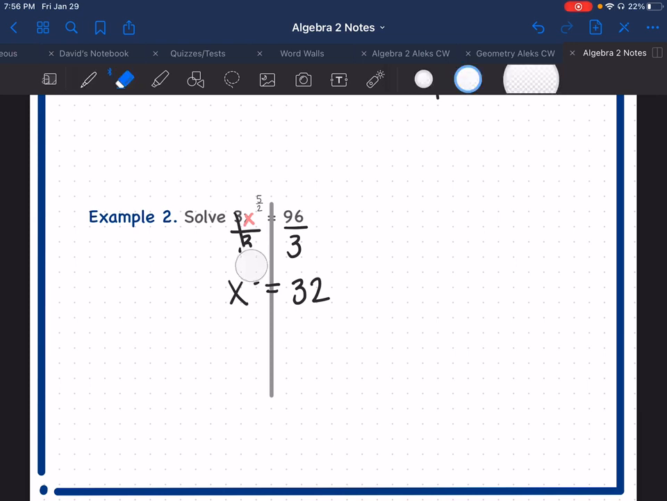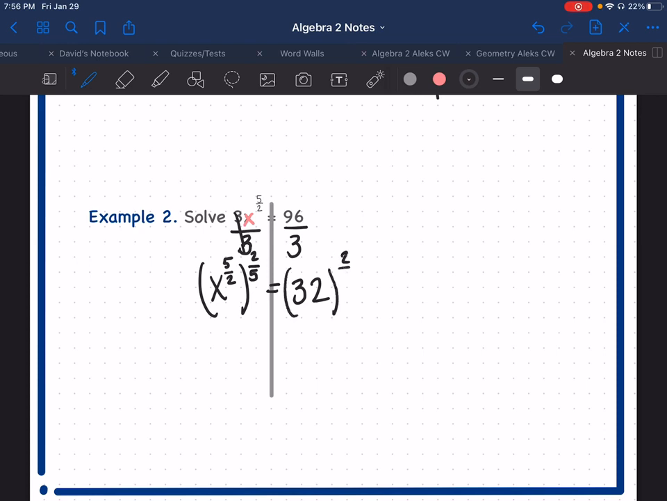All right, now we're going to raise this to the reciprocal power. I think I need a little bit more space, guys. Sorry. There we go. That's better. And now I'm going to raise this to the reciprocal power. The reciprocal means I'm going to keep the fraction, but I'm going to switch the denominator and the numerator. So I want 2 over 5, 2/5.